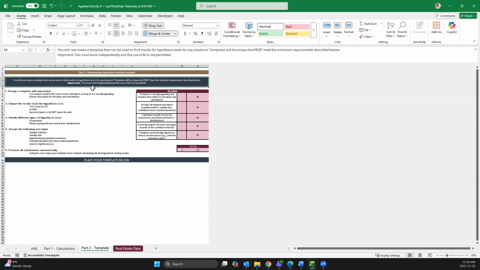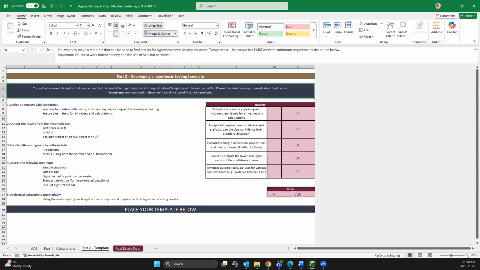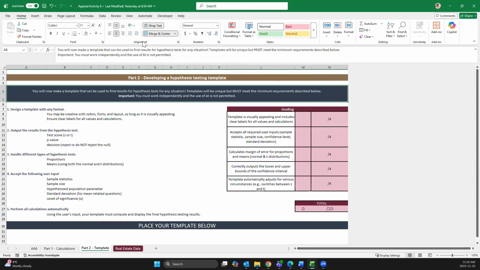In part two, you'll be developing another template. So this is basically like part two of the confidence interval assignment. Just this time, instead of making the template to get the results of a confidence interval with lower and upper bound, this time you're going to make a template in order to conduct hypothesis tests.